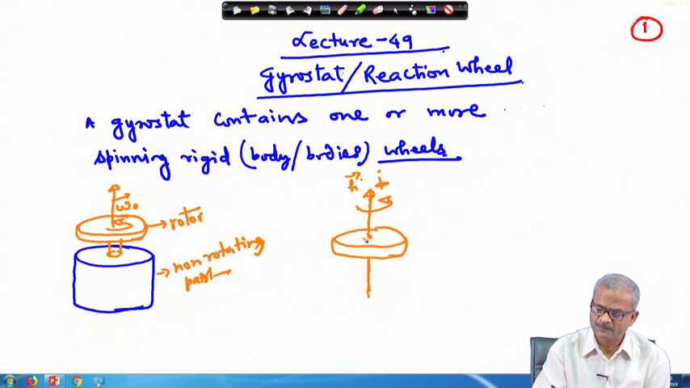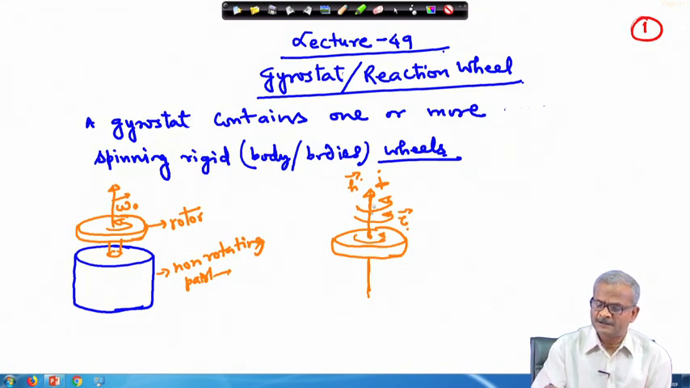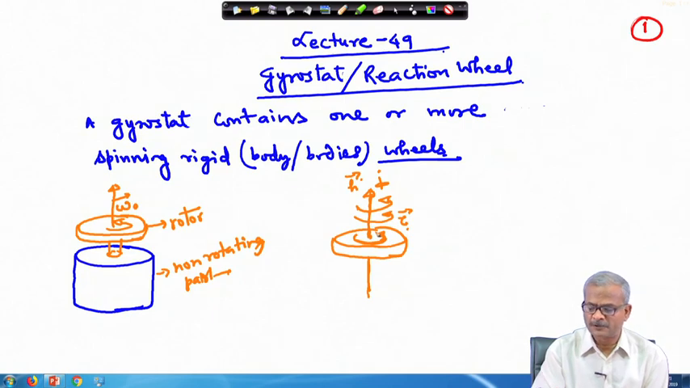However, if you apply a torque tau along this axis itself, along the axis of rotation, then it would not be able to resist this torque. Basically, it will speed up. So its stability due to a torque along this line, as shown here, is not maintained. So, the stability in rotation is not maintained.